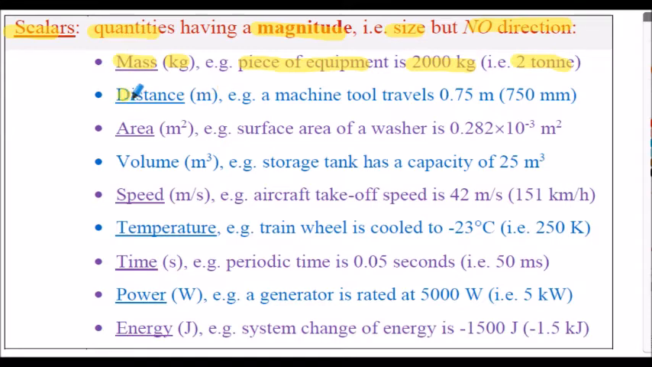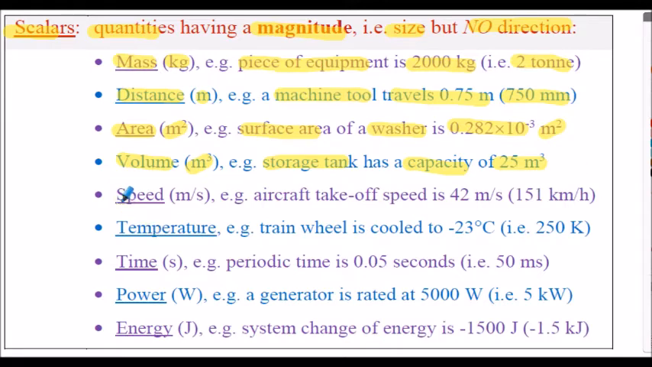Distance in meters in the SI system. So a machine tool travels 0.75 meters or 750 millimeters. Again, that's a magnitude, there's no direction. Area in meters squared in the SI system. So the surface area of a washer, for example, is 0.282 times 10 to the negative 3 meters squared. Volume in meters cubed in the SI system. So a storage tank has a capacity of 25 meters cubed. Again, that's a scalar quantity.